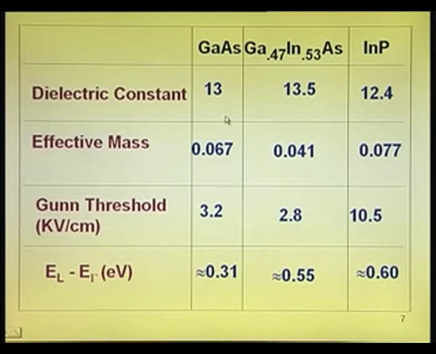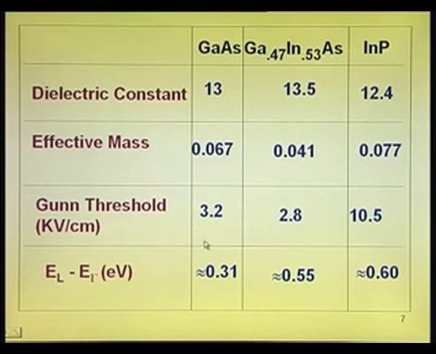This is just for completion's sake, I have put all these values, because in one place you have got these materials, which are very popular: 13, 13.5, 12.4, not much different. Aluminum gallium arsenide also falls into the same range. Effective mass 0.067, you can see here much smaller, indicating mobility is much higher. Indium phosphide 0.077, mobility lower than gallium arsenide.